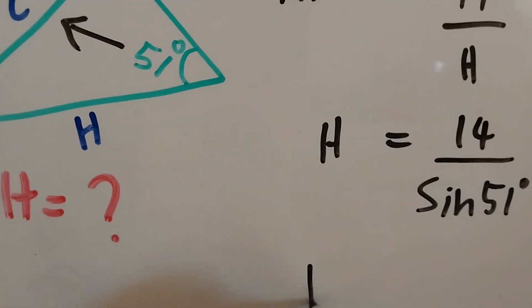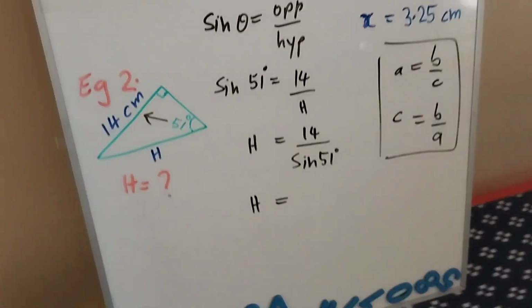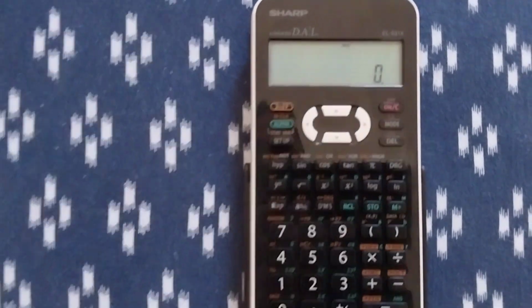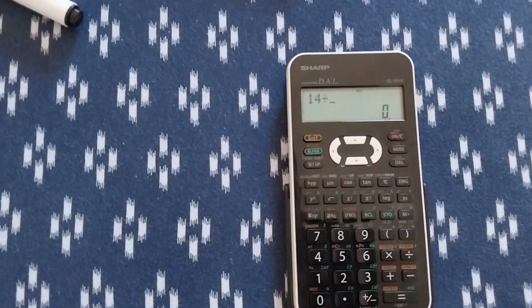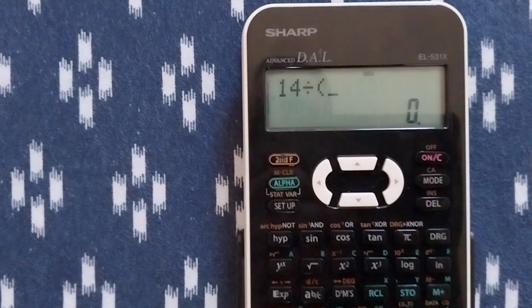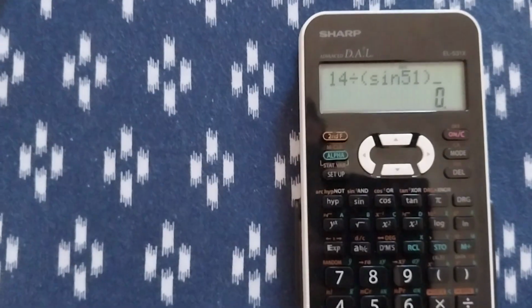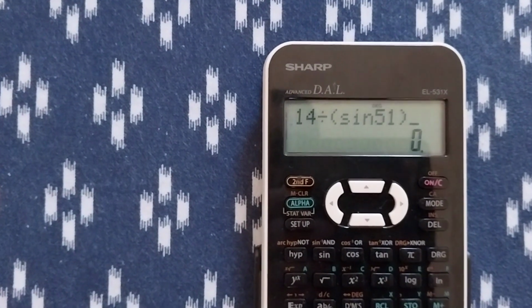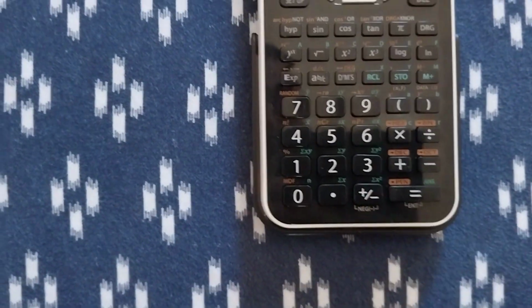So now we need to use the calculator. The length of the hypotenuse over here would be 14 divided by sine of 51 degrees. So let's get back to our calculator. We'll put it back to 0. The equation is 14 divided by, I'll use open bracket just to be on the safe side so that I don't make a mistake, 14 divided by the denominator, sine of 51 degrees, and then close bracket. It would also work if you didn't put the bracket, but for the safe side I like to put the bracket. 14 divided by sine of 51, and all we need to do now is to press equal.